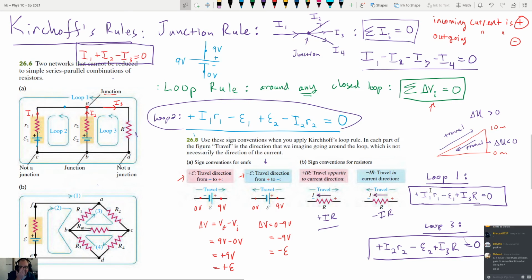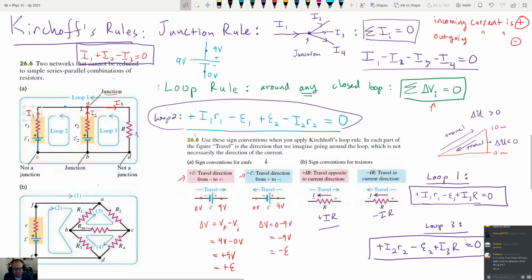And to go back to one of the things I said earlier, I'm going to need to keep repeating this because people always forget. Remember at the very beginning, I picked directions for each of these currents, right? It also doesn't make any difference what direction you pick, because the answers will either be positive or negative. So you're free to choose the loop direction, and you're free to choose the current direction, and then as long as you write down all the equations correctly, it'll all work out.